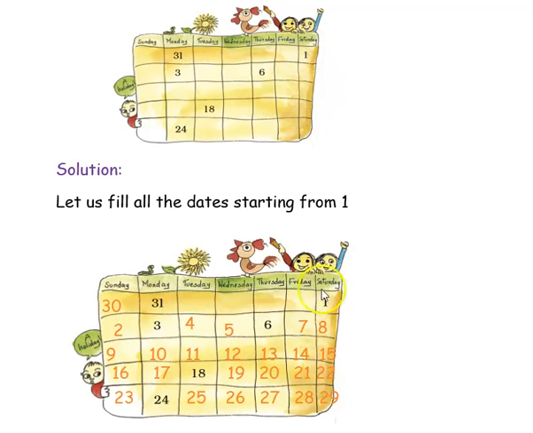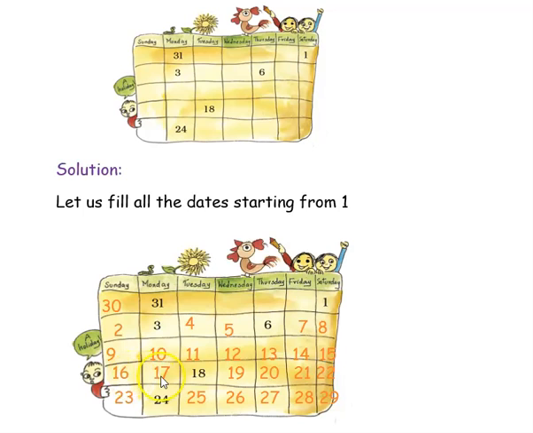See, 1 starts on Saturday. August 1 starts on Saturday. They have filled it for us. So now we'll write the remaining. August 2 is on Sunday. 3 they have written, so we'll continuously write 4, 5, 6 they have written. So 7, 8, then 9, 10, 11, 12, 13, 14, 15 is again on Saturday.